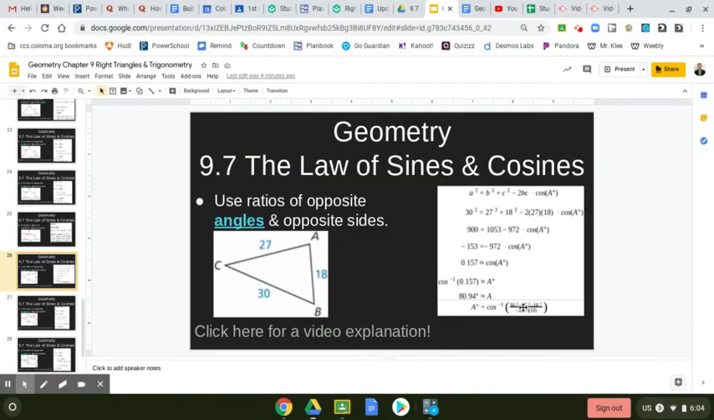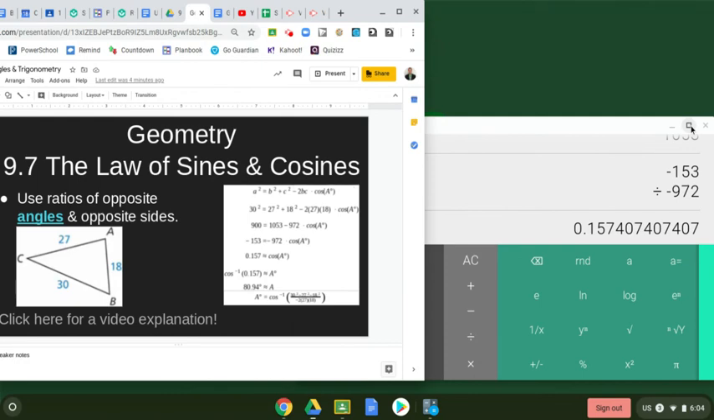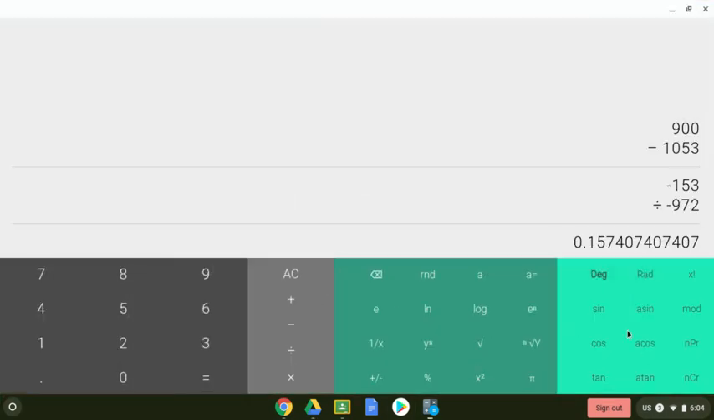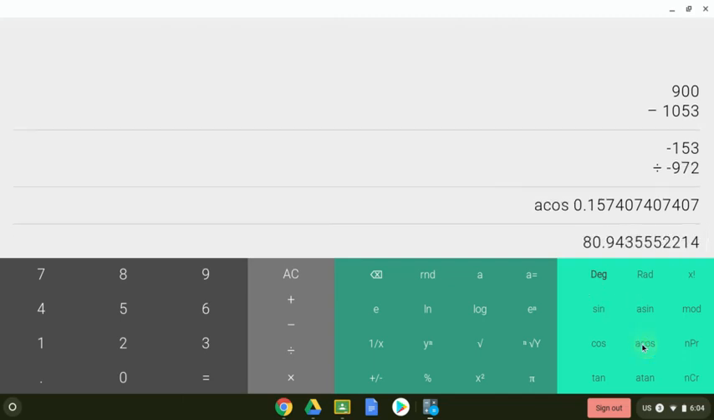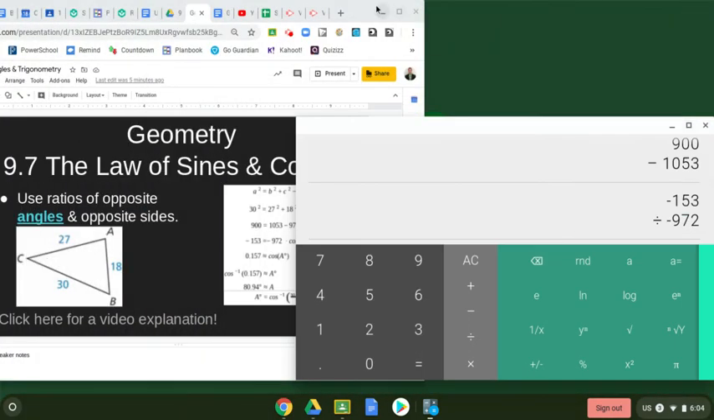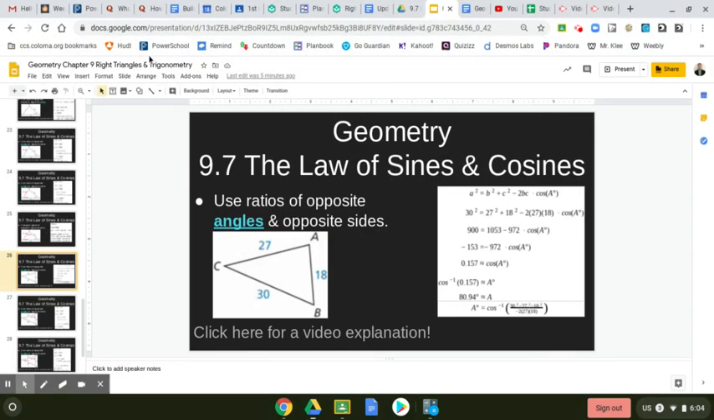So go back, make the screen bigger for a second. That is the opposite of cosine A, so I need to cancel out cosine. I need to do the opposite of cosine. So cosine inverse on most calculators, for whatever reason on our Chromebook calculators, it's arccosine. Again, we want to be in degree mode this entire chapter. Radian bad, degree good. We'll hit arccosine, and we get 80.94, and that's the degree measurement, because again, we're in degree mode on our calculators.